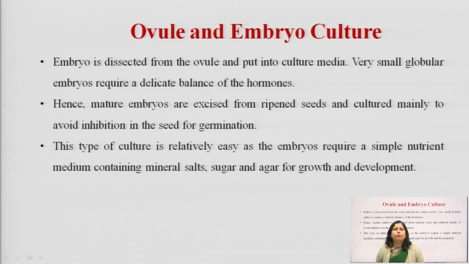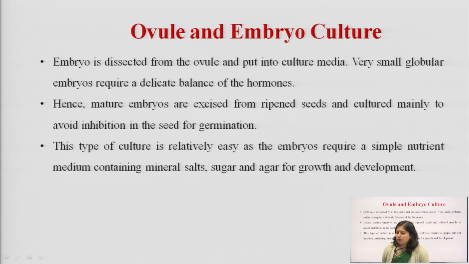Very small globular embryos require a delicate balance of hormones. You have to take care while adding the different plant growth regulators or nutrients to this embryo, because the embryo size itself is very small. Secondly, it can be broken or lost due to its size inside the culture. So, we have to be very careful when we are performing the embryonic culture.